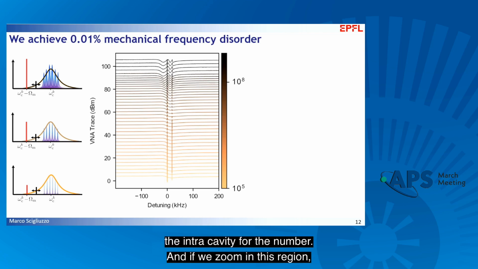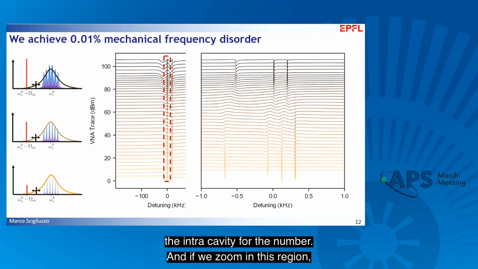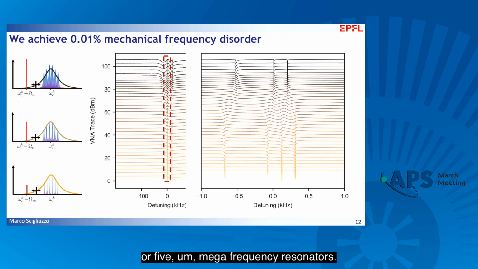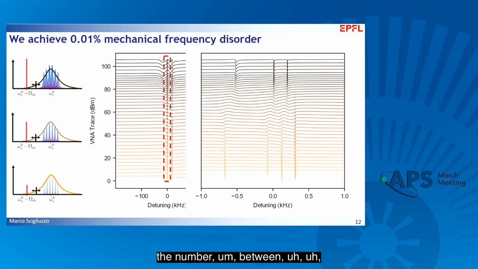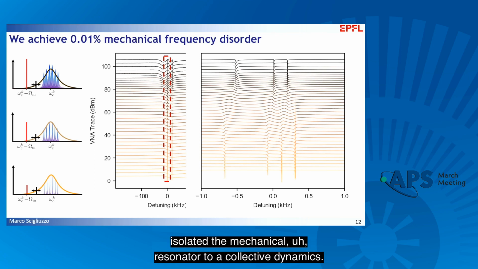You can see each trace, and on the y-axis we're just increasing the pump, or equivalently again the intracavity photon number. If we zoom in on this region, we can see 5 modes: 1, 2, 3, and these are 2 very, very close modes. I just want to highlight that this is just 1 kHz, and in this 1 kHz regime, we managed to put 5 or 6 megahertz frequency resonators. Even more importantly, we can see that there is a transition around 10 to the 7 intracavity photon number between isolated mechanical resonators and collective dynamics.